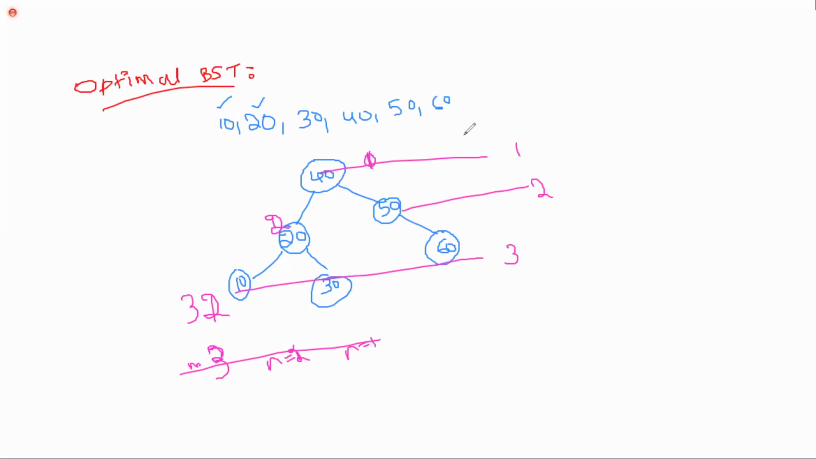Suppose, for example, I want to search for 70. I'll check 40. Is 70 greater than 40? Yes. So I'll go to the right-hand side, not the left-hand side. So I'll go here. First search, the search is not successful. Second search, again not successful. Third search, again not successful.